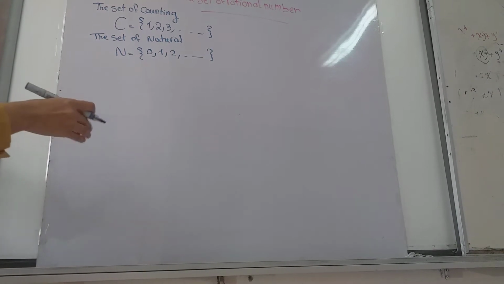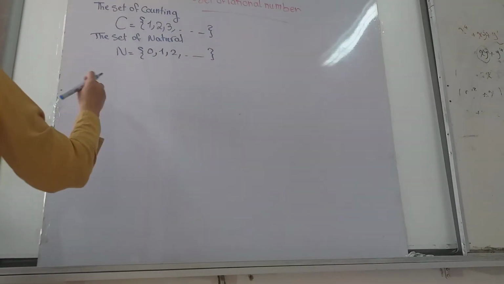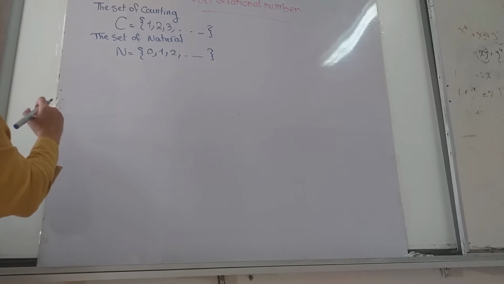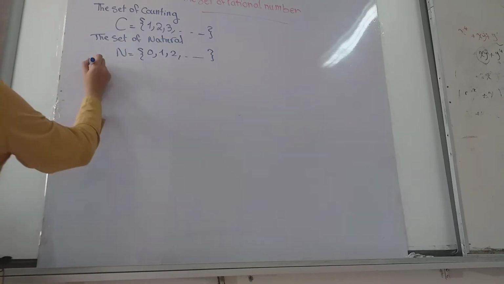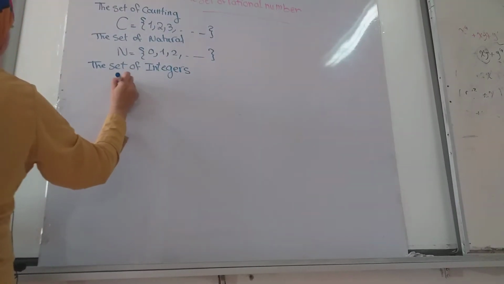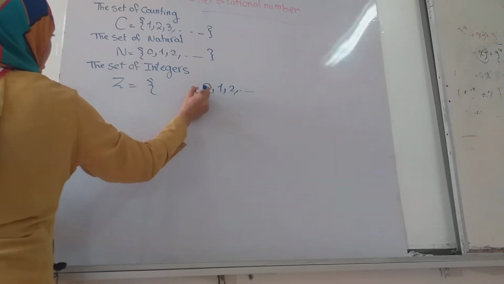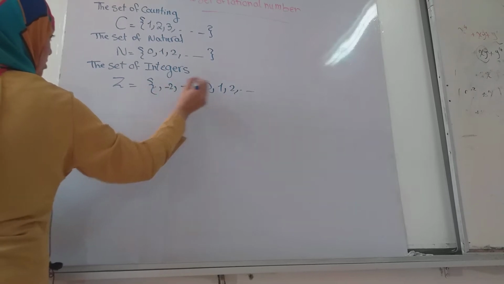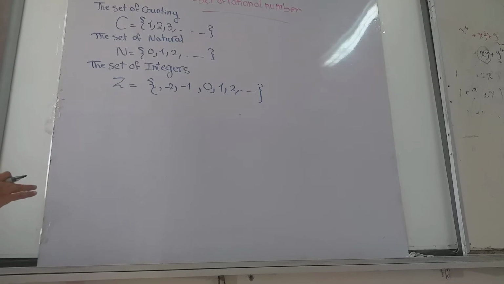After that, we swim beneath the sea. 1 meter under the sea means -1. 2 meters under the sea means -2. So we take the set of integers. The set of integers is Z. So we put 0, 1, 2, -1, -2, and so on in both directions. All this set is an infinite set.